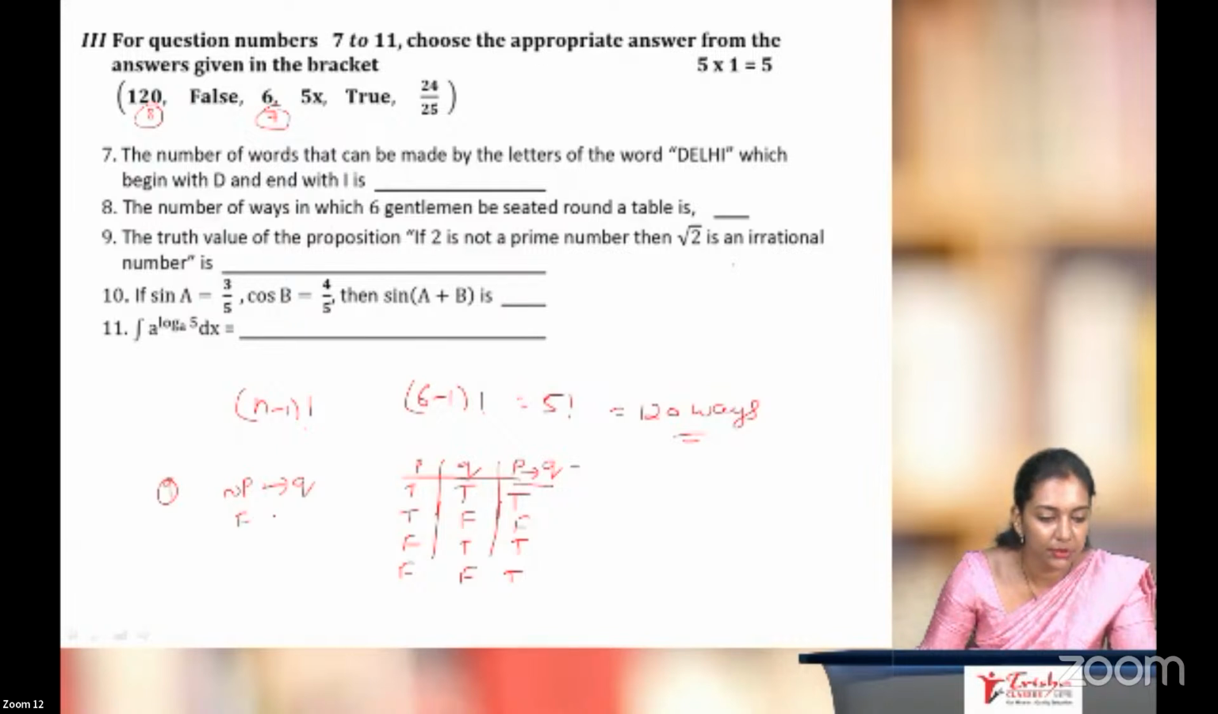False statement implies true statement. Okay. So false and true, it is true. Okay, I hope you got it. So it is true. This is the 9th option.